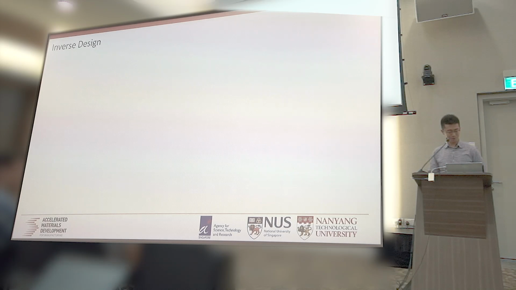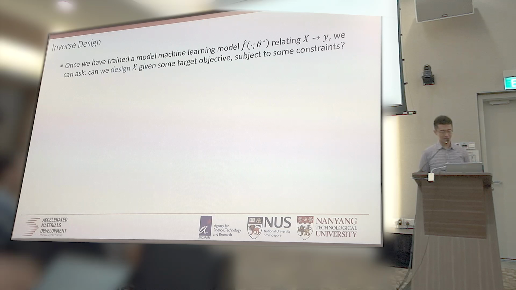So we have the model, which is f hat, and theta star means that we have trained our model, and this theta star is the best one we found. This should be an adequate representation of what's really happening in the lab, at least to some approximation. And once we have that, can we use it for some design?